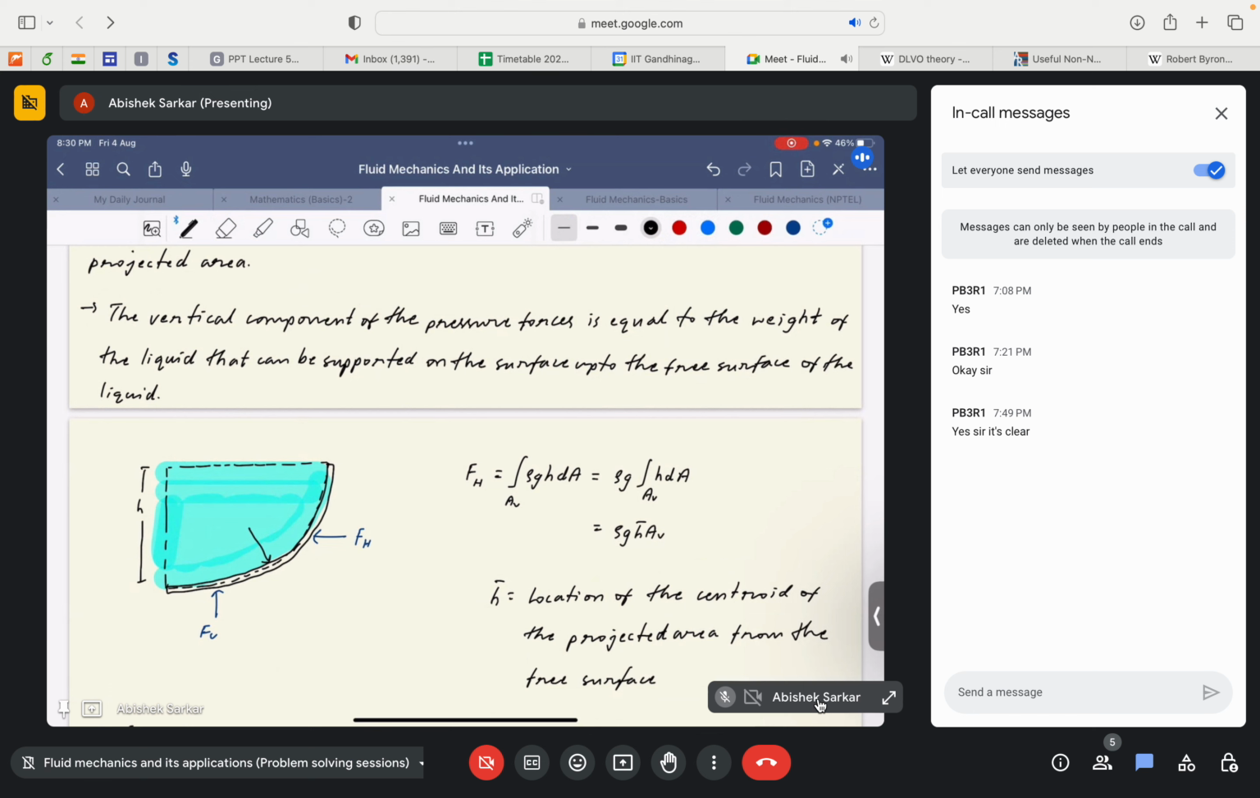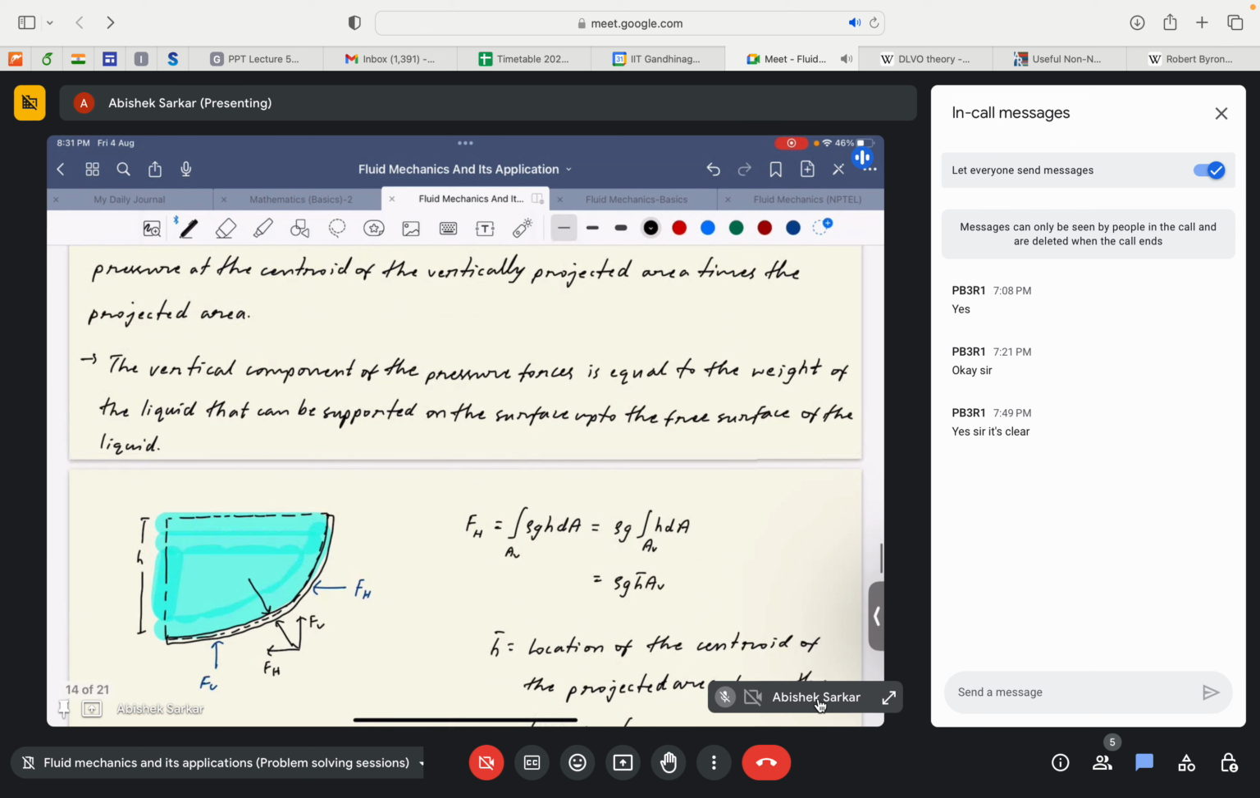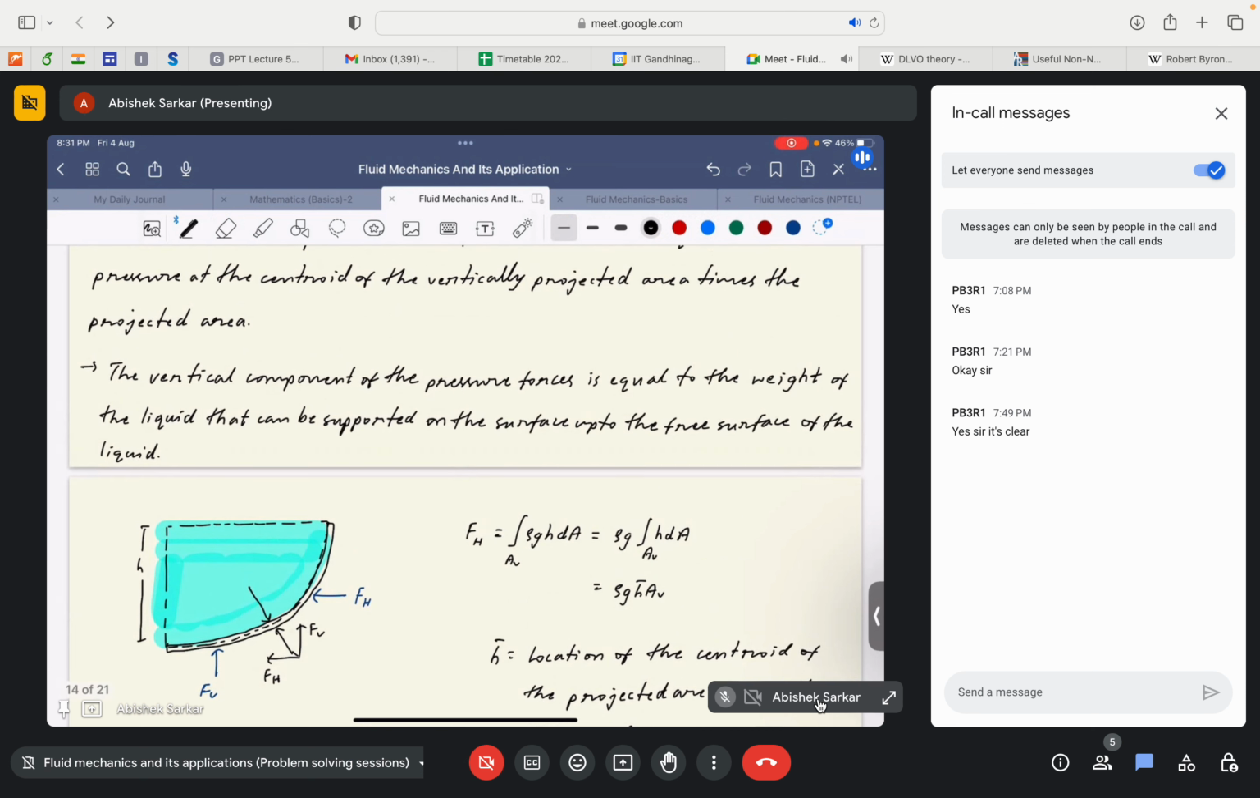The container will also exert an equal and opposite force in the opposite direction, right? Where if we now decompose this force into its horizontal and vertical components, we may find that it can be decomposed into a vertical component that acts vertically upwards, and a horizontal component given by FH, right? So what actually this FH and FV denotes, right?